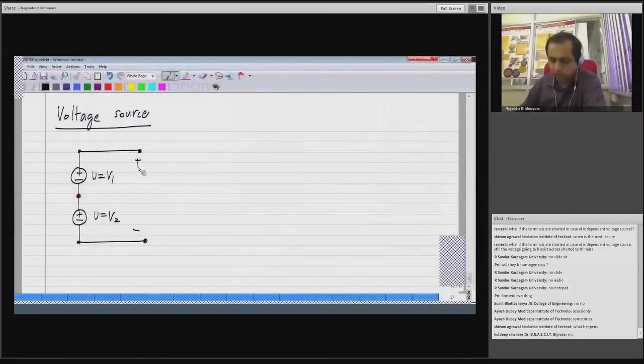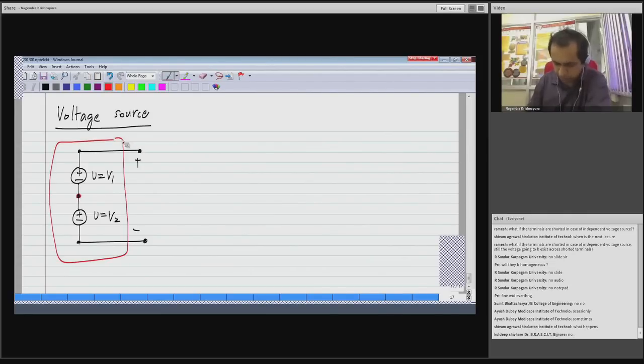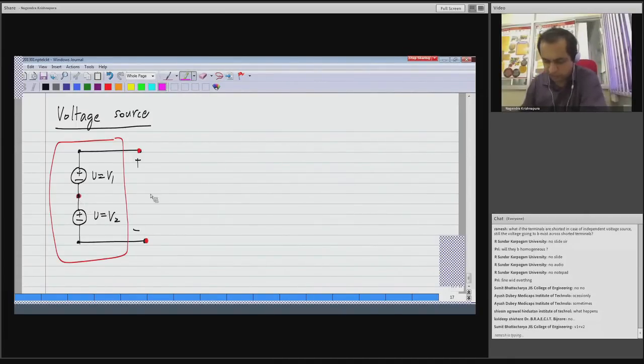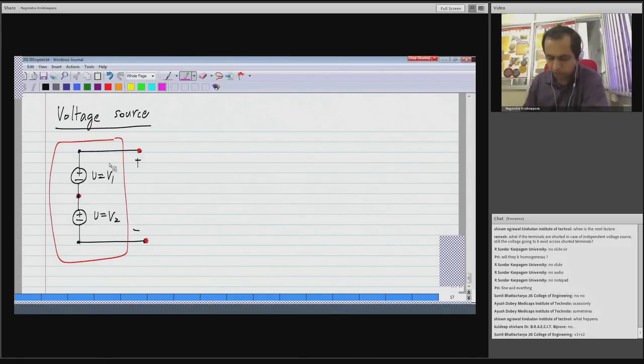Okay, so what does it look like looking from these two terminals? I would like answers from the participants. When we connect these two voltage sources in series, the middle node is common to the two elements. So we have one terminal here and another terminal there. So if you look at it, the entire thing looks like a single two terminal element. Okay, so what will it look like between these two terminals?